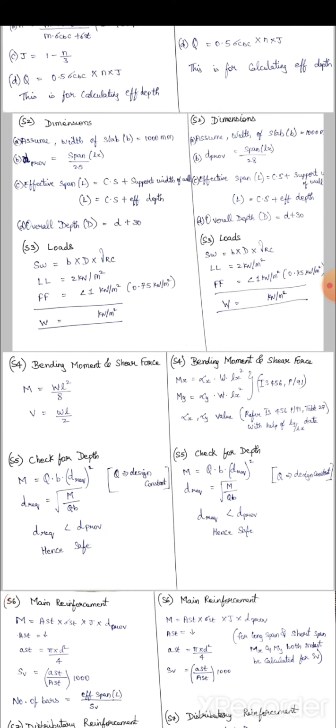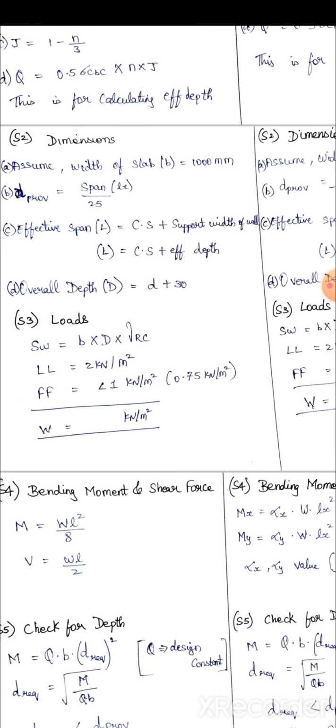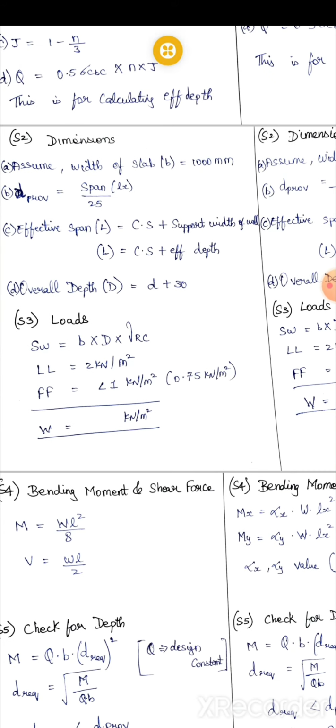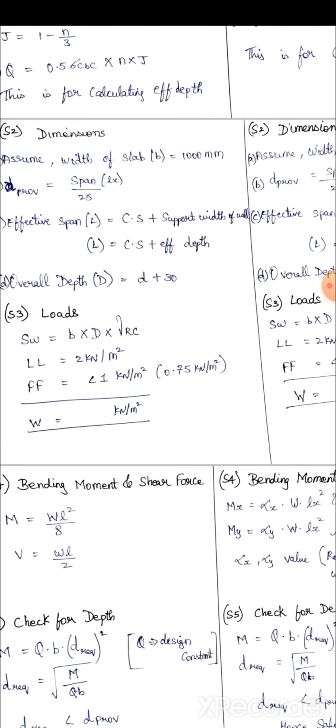Next, dimensions. For one-way slab, always assume width of the slab. If they didn't mention in the question, you must assume it as 1000 mm. Next, we must find depth provided. The formula is span by 25.